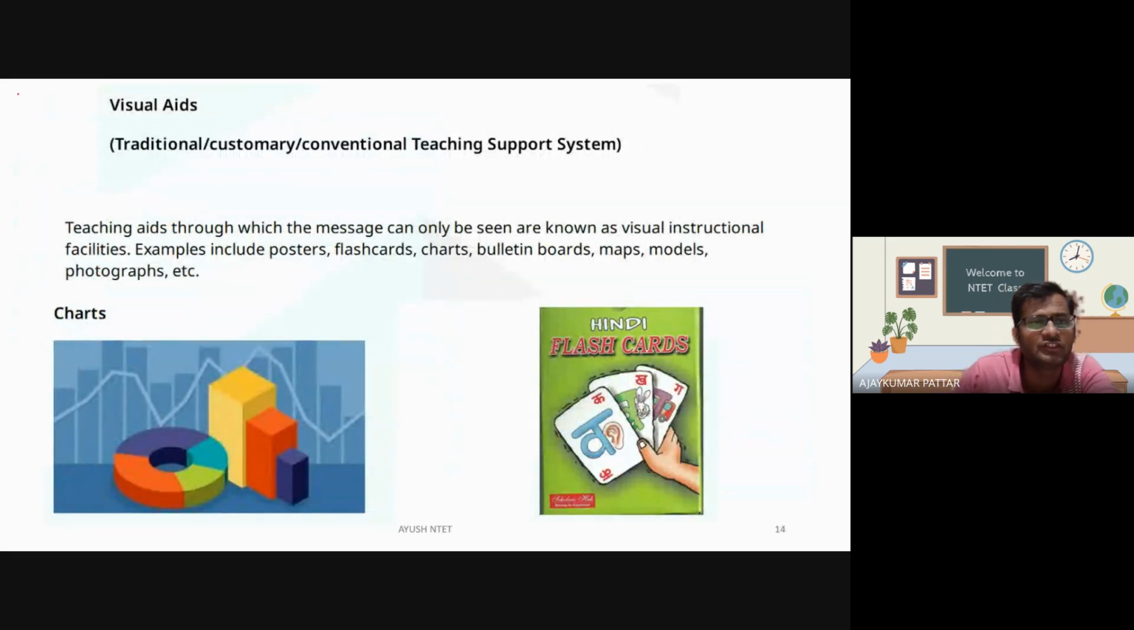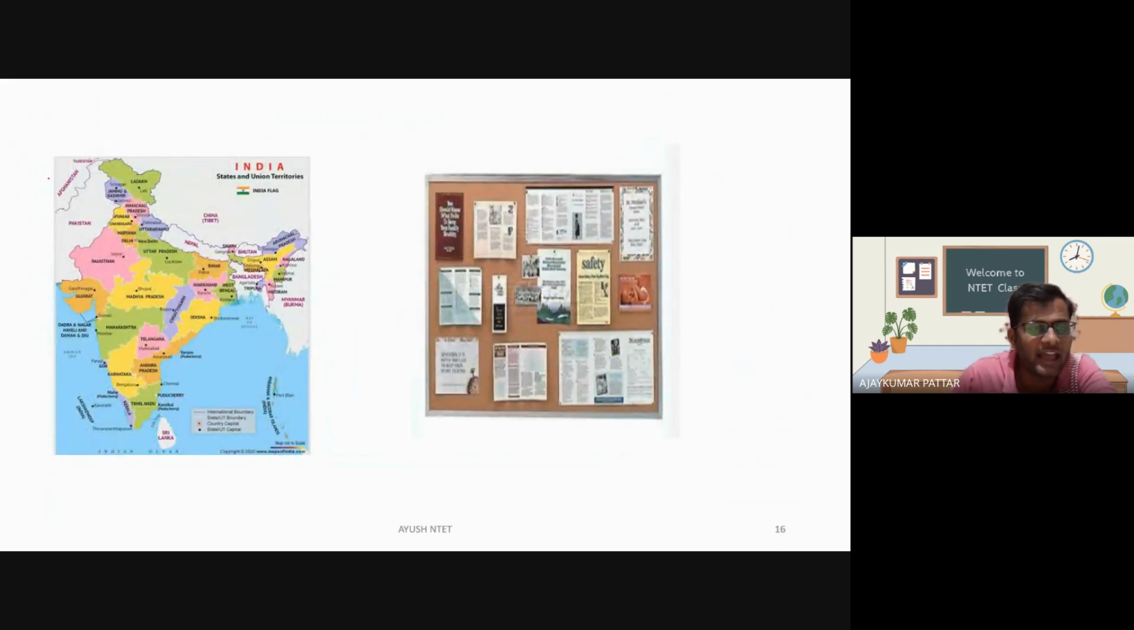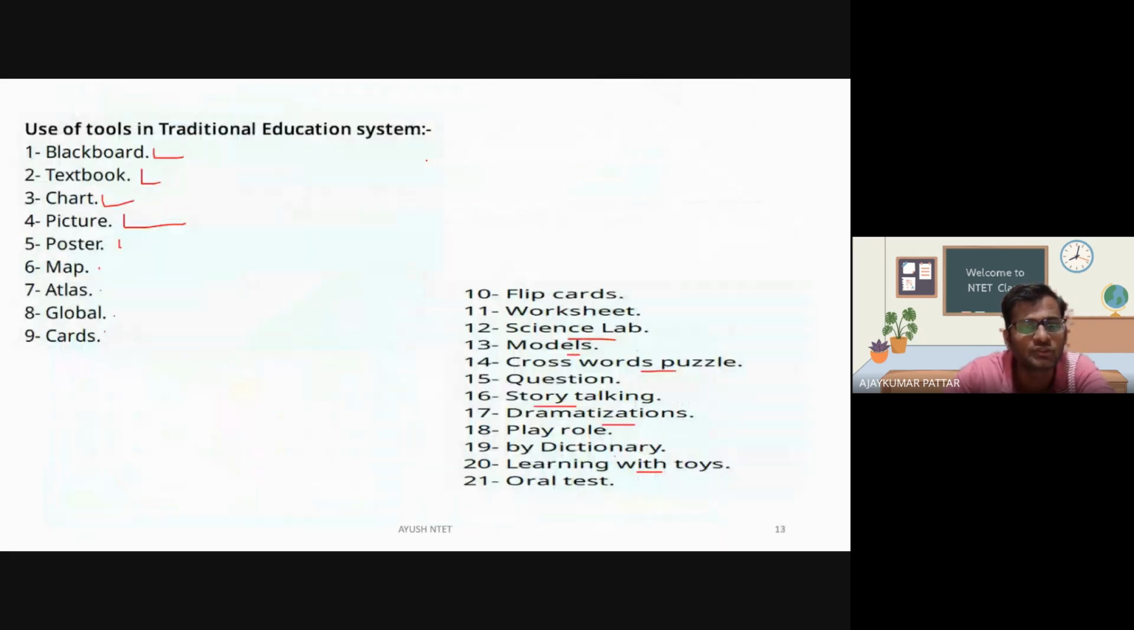So these are visual aids used in the traditional or conventional teaching support system. The teaching aids through which the message can only be seen are known as visual instructional facilities. So what is used as visual aids in the traditional system? Usually these things: charts, flash cards, posters, this is a poster, graphs, map, this is a notice board, globe, specimen. So these are the tools used in the traditional education system.